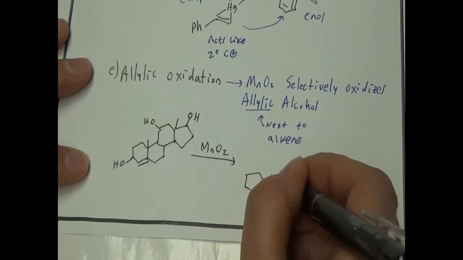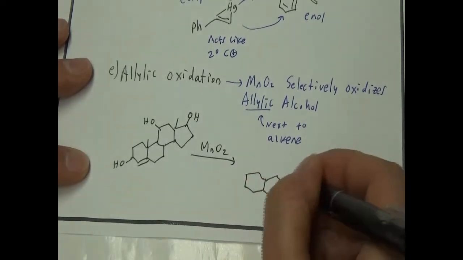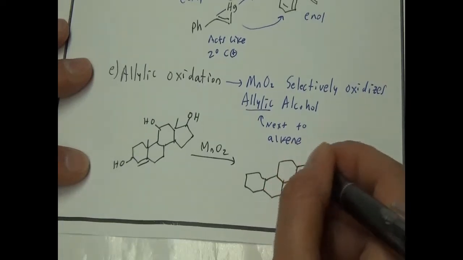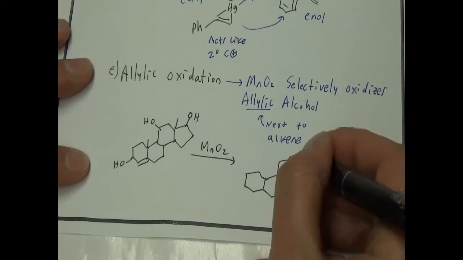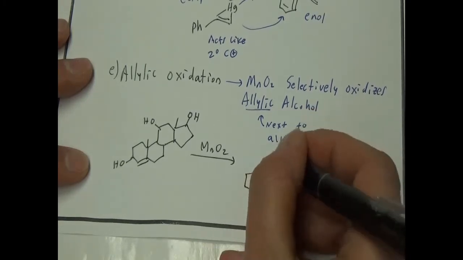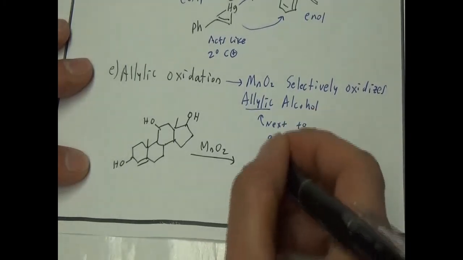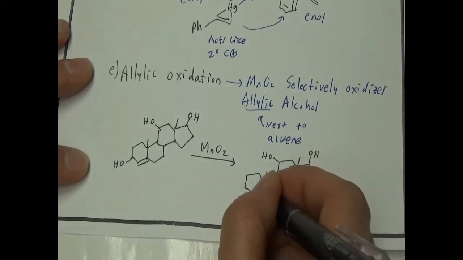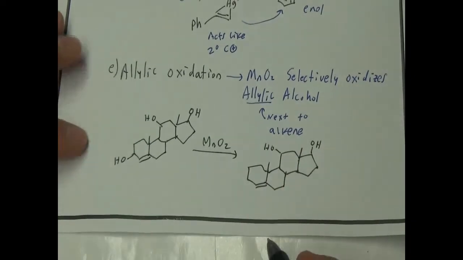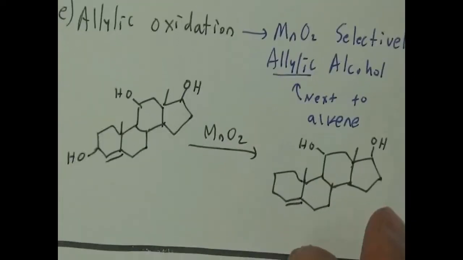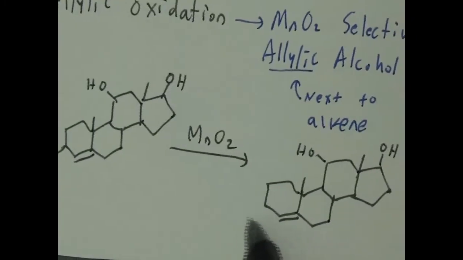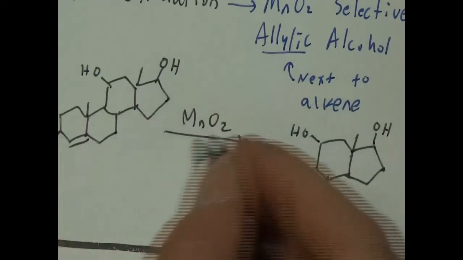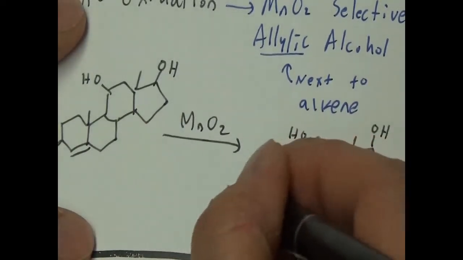Let's draw the skeleton first. The non-allylic alcohols don't get touched, while the allylic alcohol gets, what happens to the allylic alcohol? What do we say? It gets oxidized. So this alcohol gets converted to a ketone.